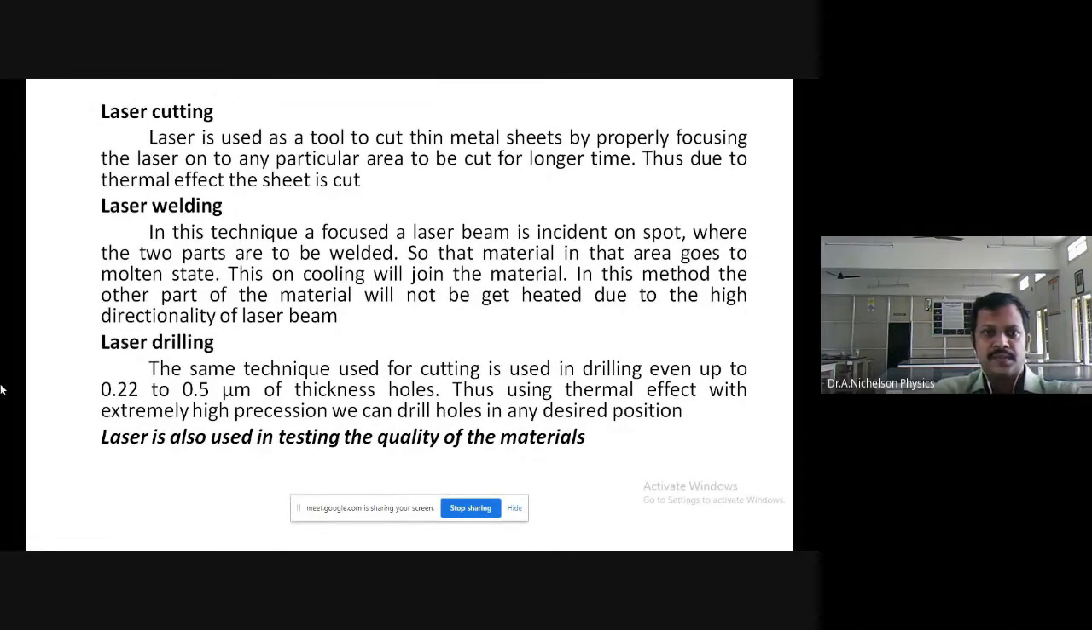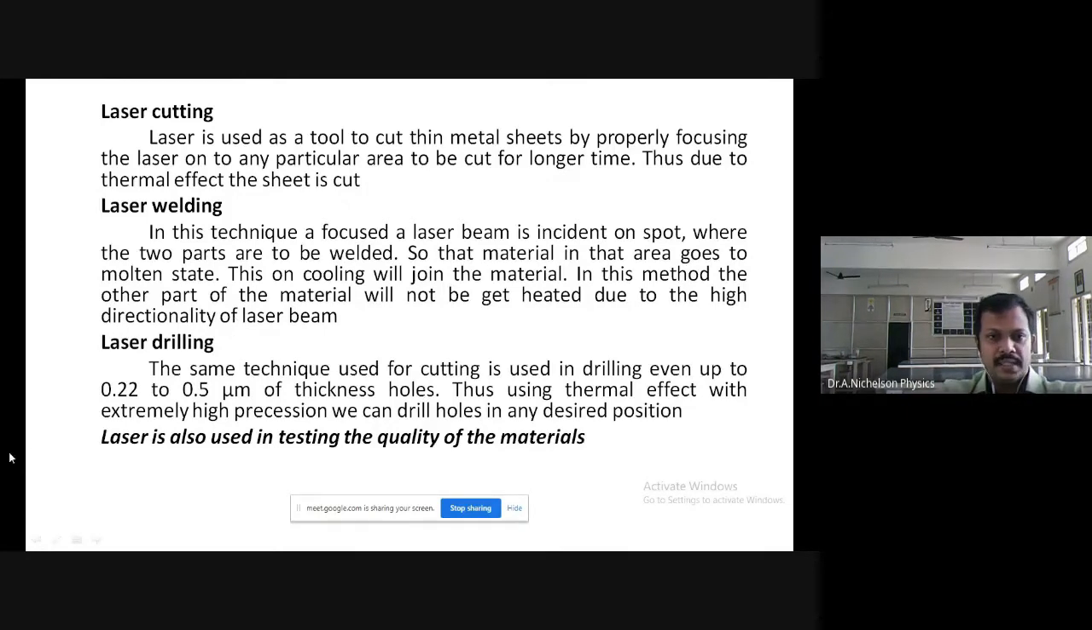This is the same for all these techniques: we are using the same device, but how we process the material is different. For cutting, you have to move the laser on the material to where you have to cut. And for welding, where two materials are joined together, in that place you have to spot the laser.